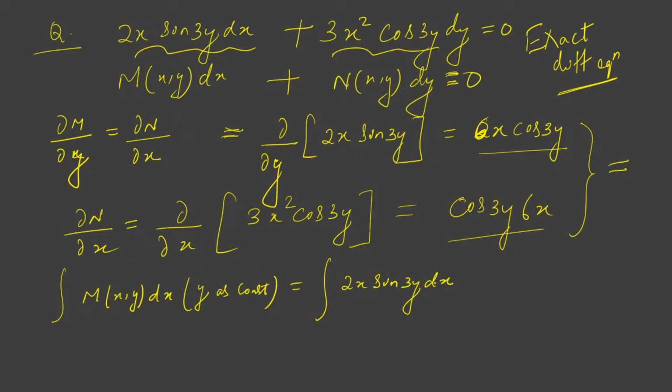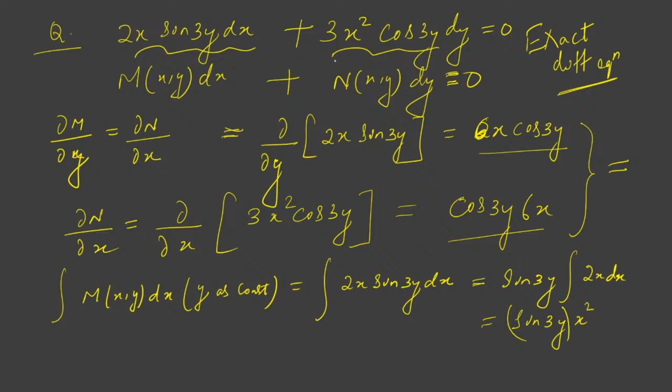So this is your 2x sin 3y dx, right? So you can integrate treating y as constant. So sin 3y will be your constant factor. So integrate 2x dx. The integration of 2x is x square by 2. So 2 cancels, right? So sin 3y x square, or you can write it like this, x square sin 3y.